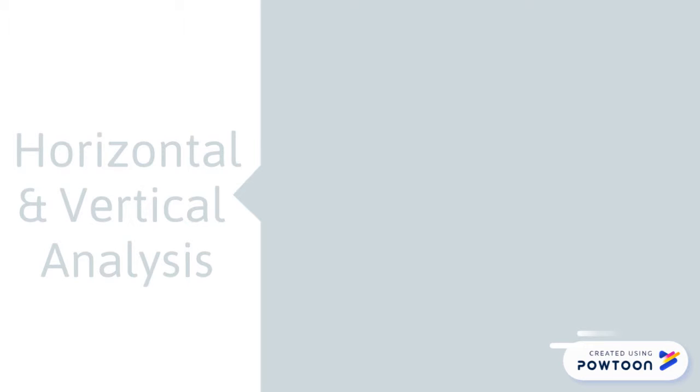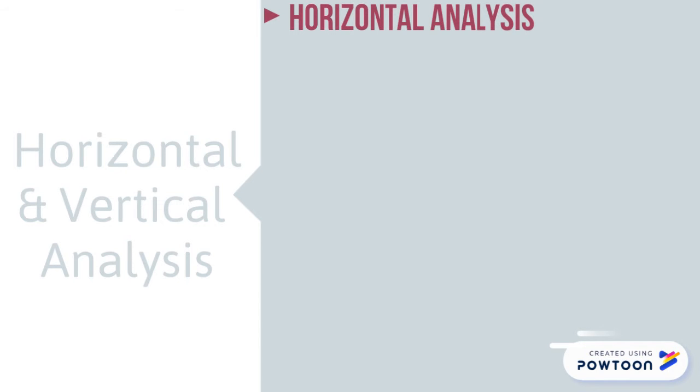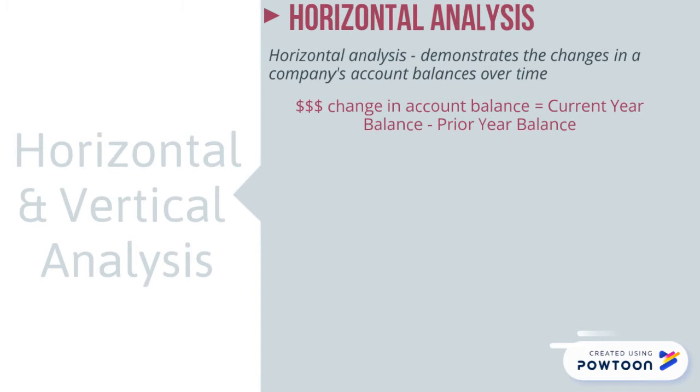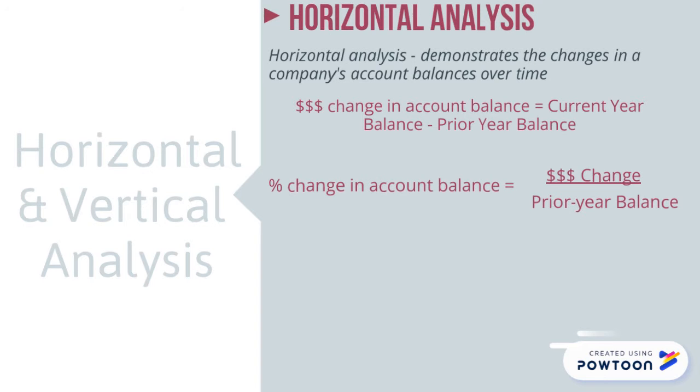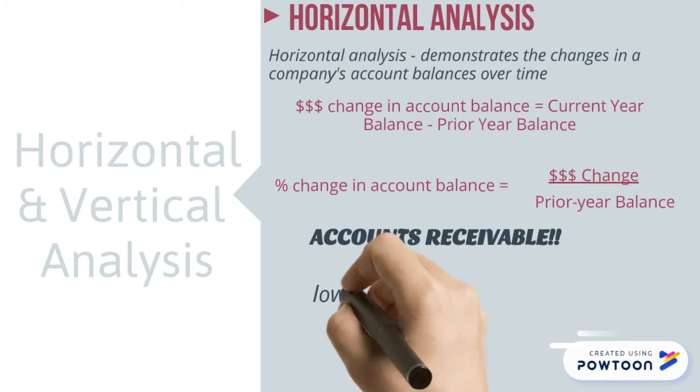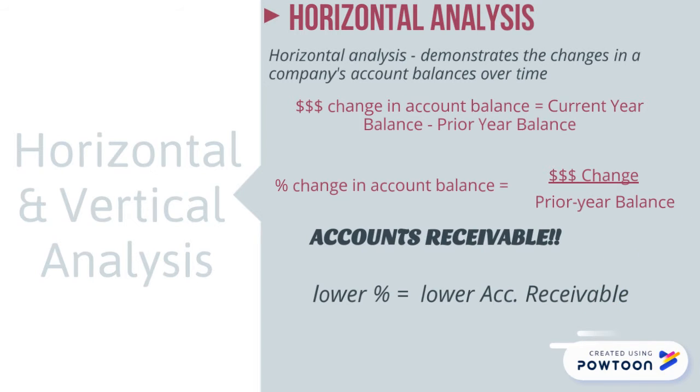To start off with, we'll quickly recap what horizontal and vertical analysis are. Horizontal analysis demonstrates the changes in a company's account balance over time. To calculate this, the dollar change in account balance is first calculated by subtracting the prior year balance from that of the current year. That amount is then divided by the prior year balance to yield the percentage change in account balance. In the analysis of receivables, the account used is of course the accounts receivable. A lower percentage would be preferable as it represents a smaller number of accounts receivable.